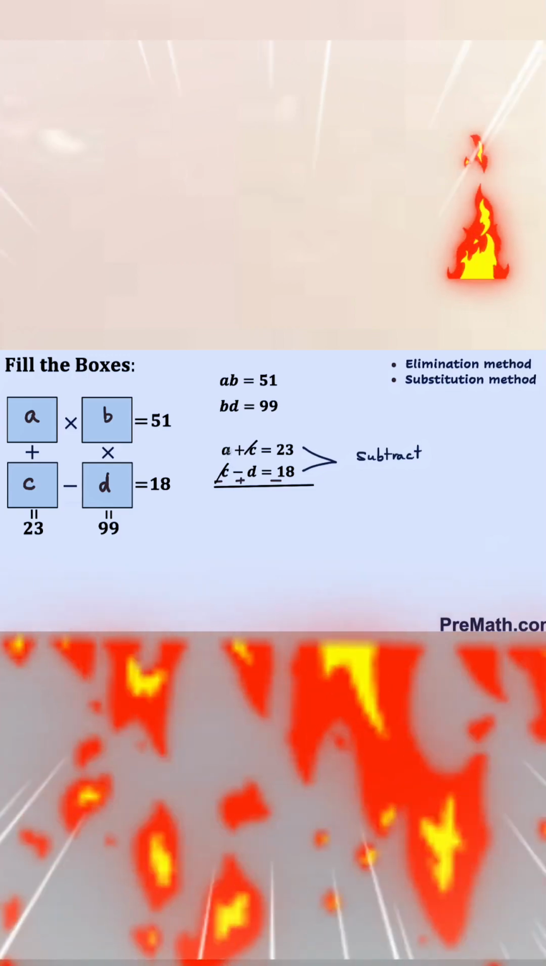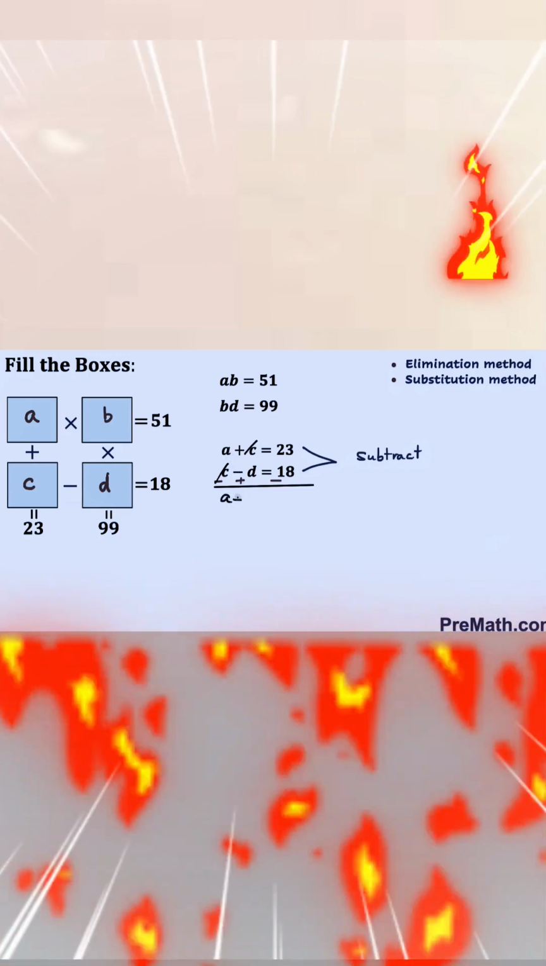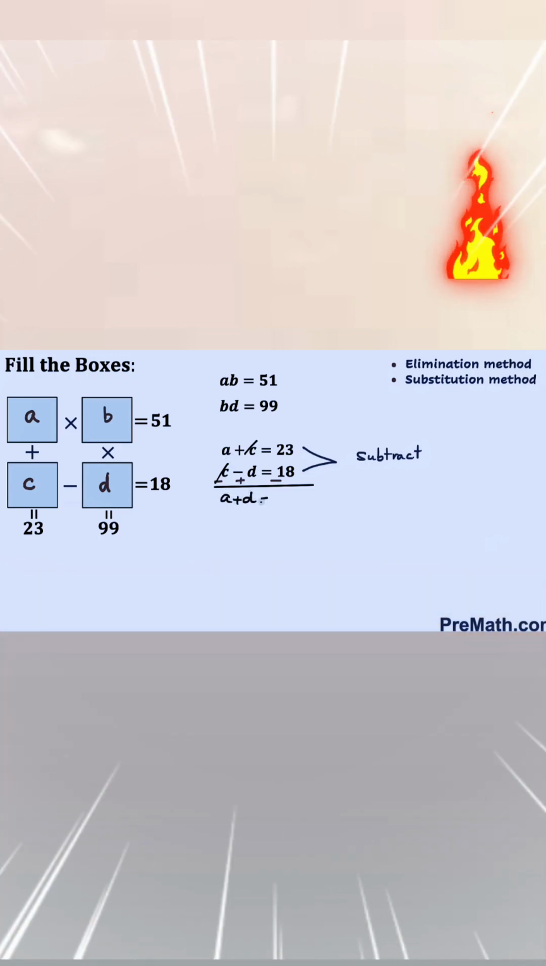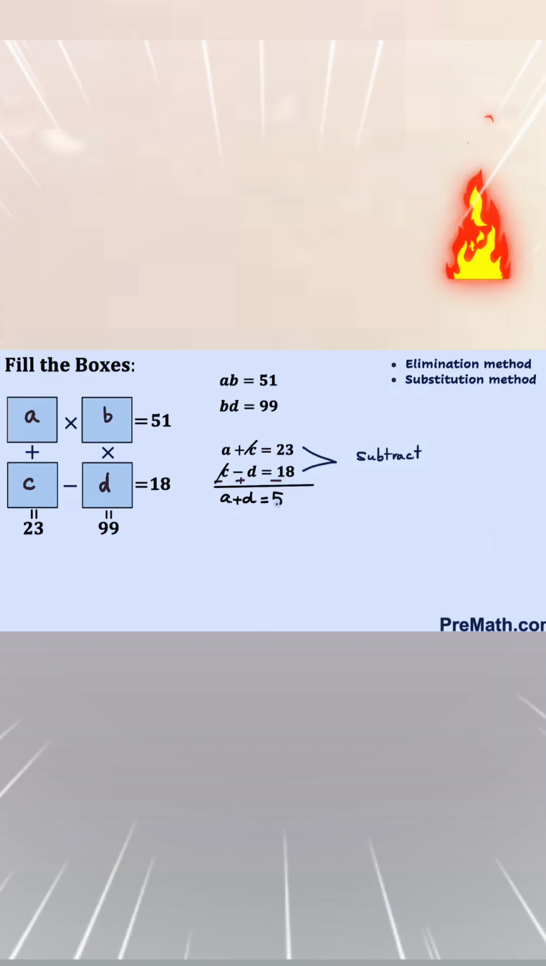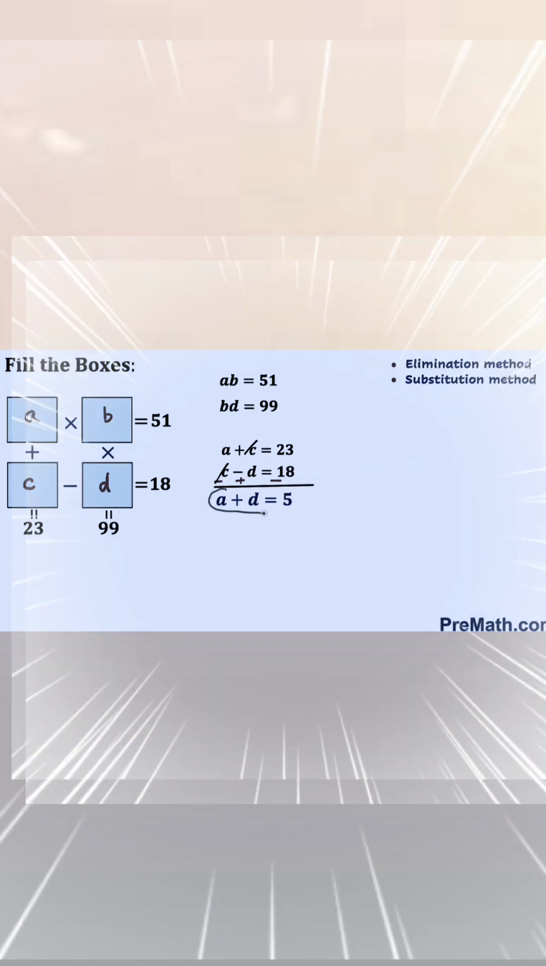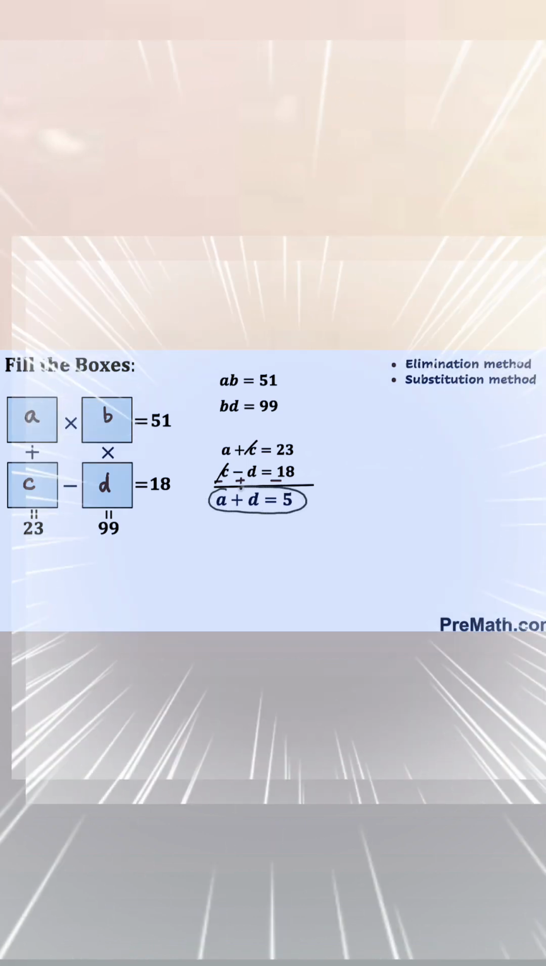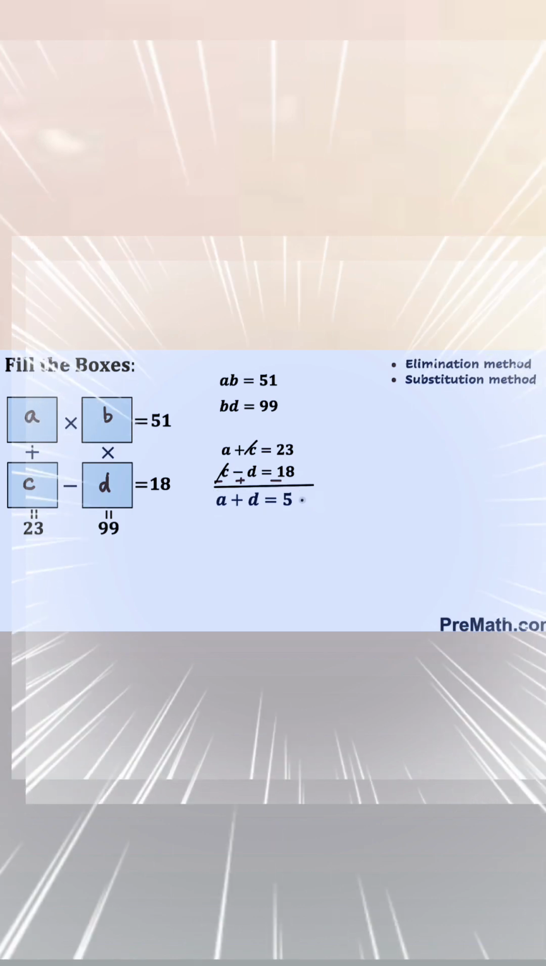So we ended up with A plus B equals 23 minus 18, which is going to give us 5. So therefore, as a result, we got this equation, A plus B equals 5. Let's go ahead and call this our equation number 1. And here's our next step.